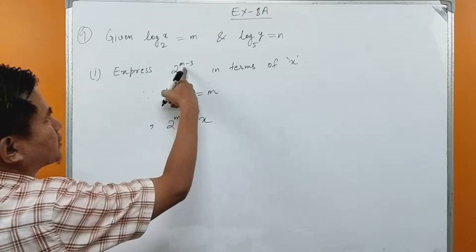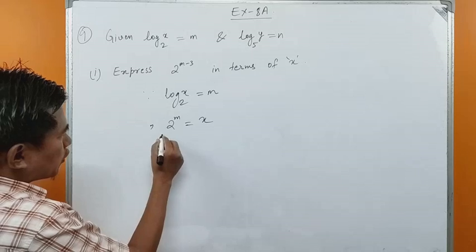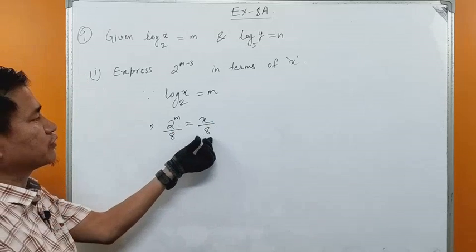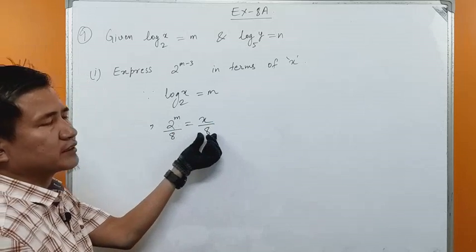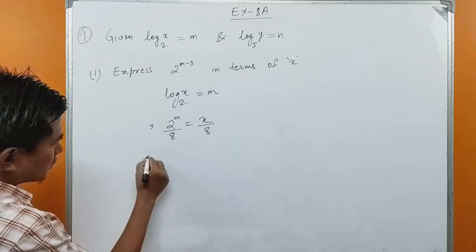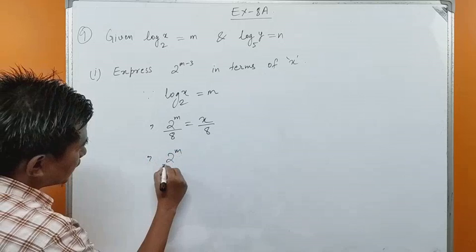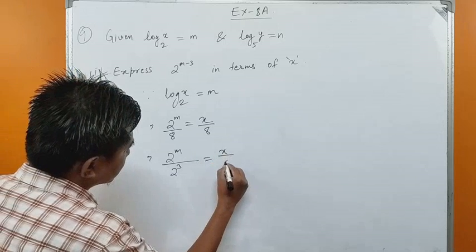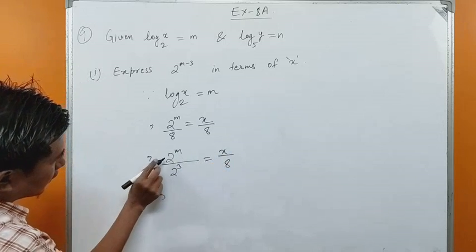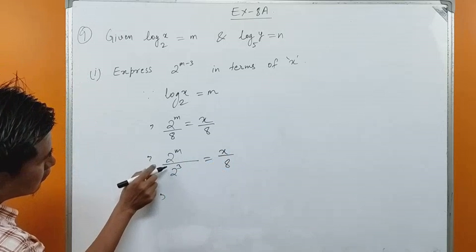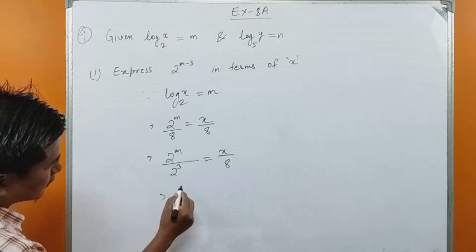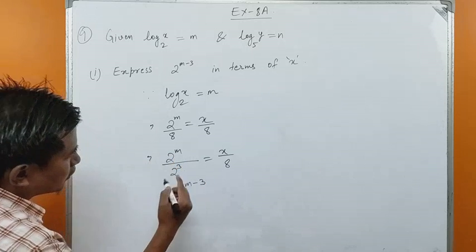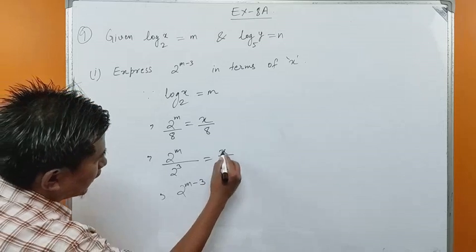We have m minus 3, so we divide both sides of this equation by 8. Left hand side we divide by 8 and right hand side we divide by 8. This gives us 2 to the power m divided by 8, which means 2 cubed, equals x upon 8. The bases 2 and 2 are equal, so powers get subtracted. The 8 goes to the numerator and becomes minus 3, so 2 to the power m minus 3 equals x upon 8.